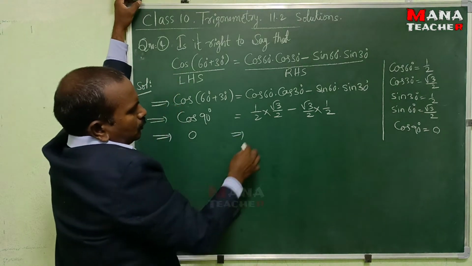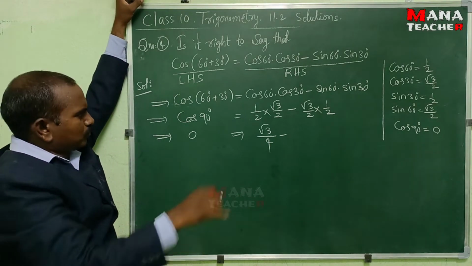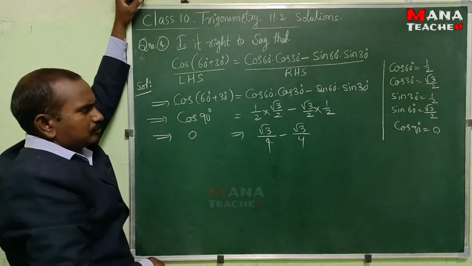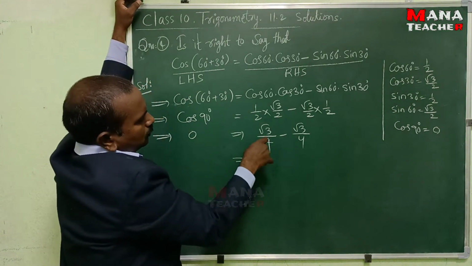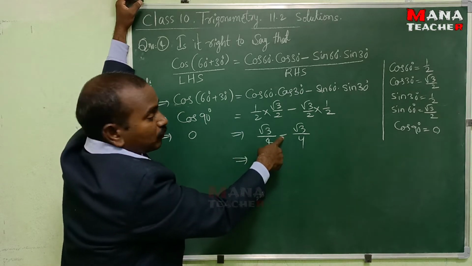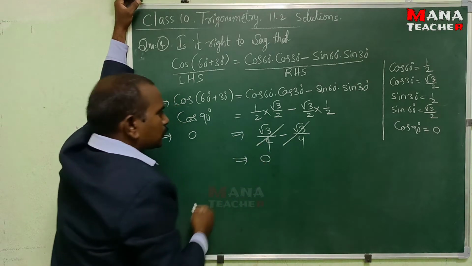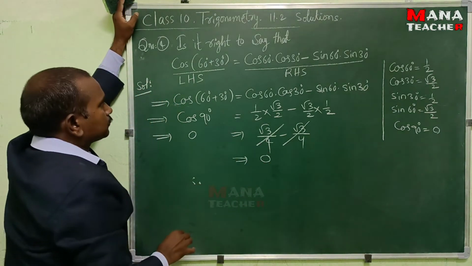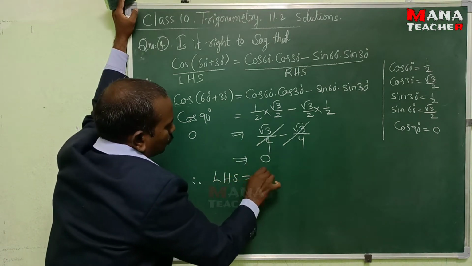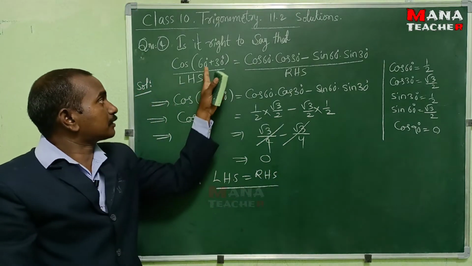Next, root 3 by 4 minus root 3 by 4. Root 3 by 4 minus root 3 by 4 will be cancelled. So that equals 0. Therefore LHS equals RHS. So the given statement is right.